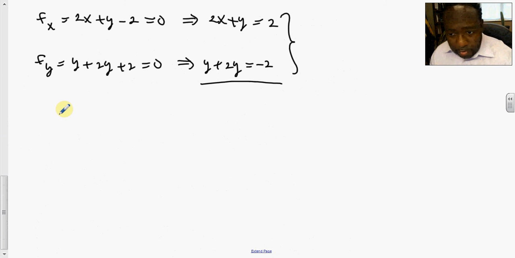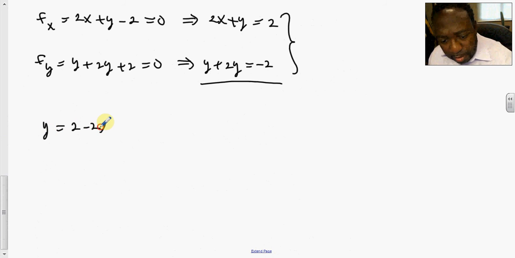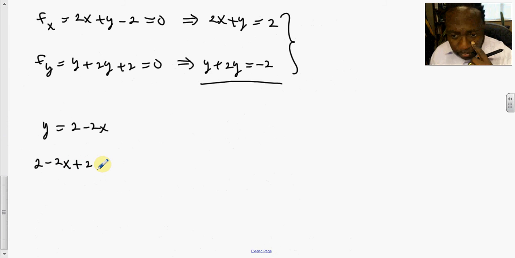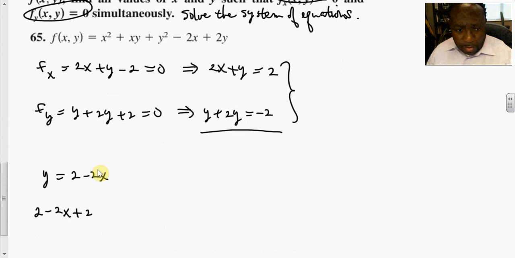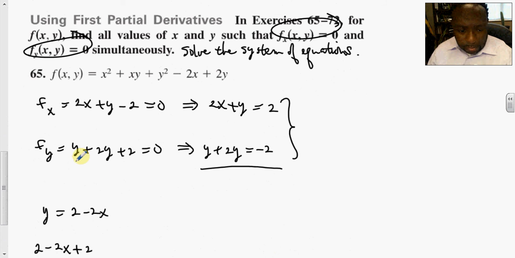So to solve this system, a couple of ways you could do it. But if you take the first equation and solve for y, it gives us y is equal to 2 minus 2x. We replace the y in the second equation with that expression. I wrote something wrong here. Take this partial of f with respect to y, that's x plus 2y plus 2.